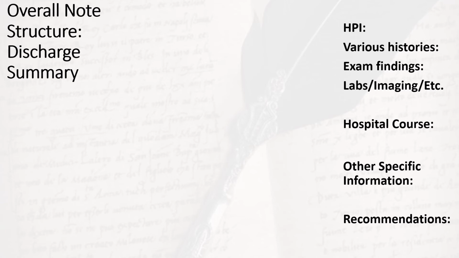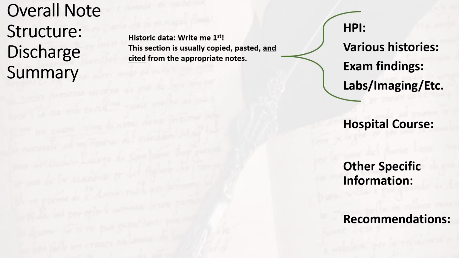But discharge summaries are somewhat different. This is what your average discharge summary looks like over on the right, and this is how I'm going to write it. I'm going to start with the historic data. Usually this is truly historic data, copied and pasted and cited from the appropriate notes, often the H&P, but maybe some progress note had a more thorough social history, and then I would want to copy that history from that progress note. It is important that you copy, paste, and cite. You must cite from someone else's note if you are borrowing text from their note.